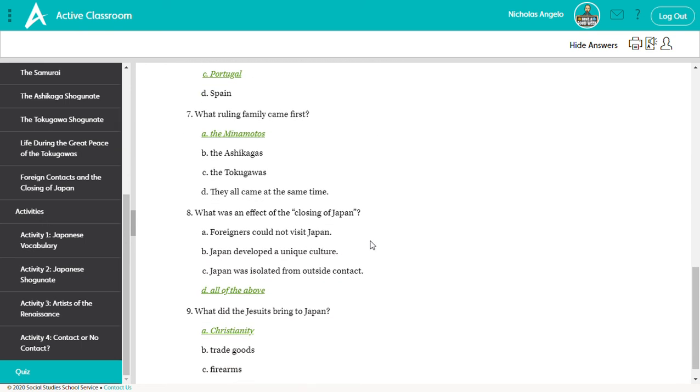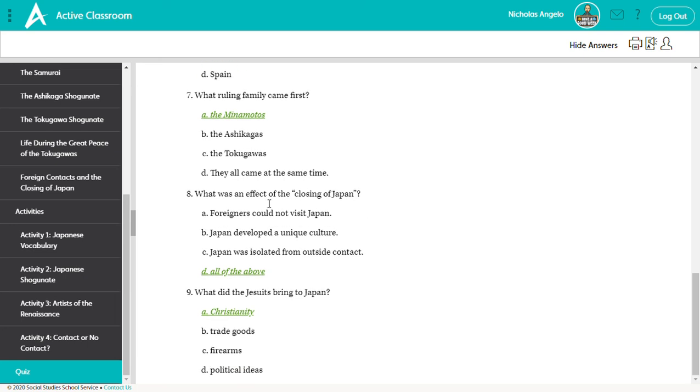7. What ruling family came first? The Minamotos, the Ashikagas, Tokugawas, or they all came at the same time? A is your best choice, the Minamotos. Those were the first shoguns. 8. What was the effect of the closing of Japan? Foreigners could not visit. Japan developed a unique culture. Japan was isolated from outside contact, or all of the above? D, all of the above is your best answer.